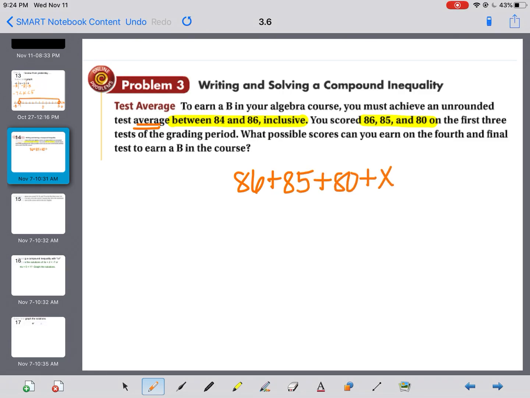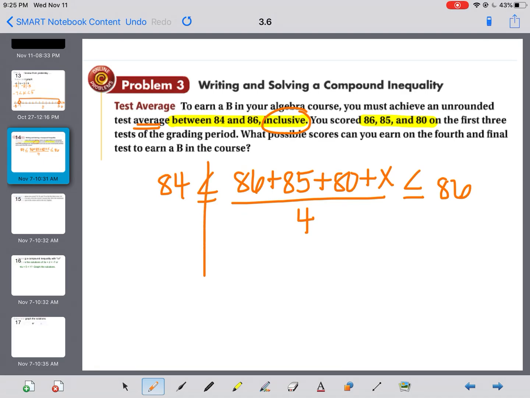Okay, so I need to add up what I've got. 86 plus 85 plus 80, plus I have one more test to take, and then I'll have to divide that by all 4 of those tests. That's how I'm going to find the average. And this average has to be in between 84 and 86. So it has to be greater than or equal to 84, because of this word inclusive, and less than or equal to 86. We're not worried about higher than 86.